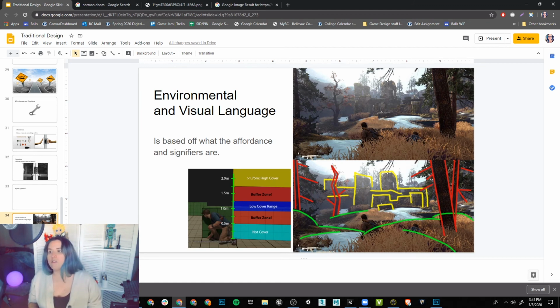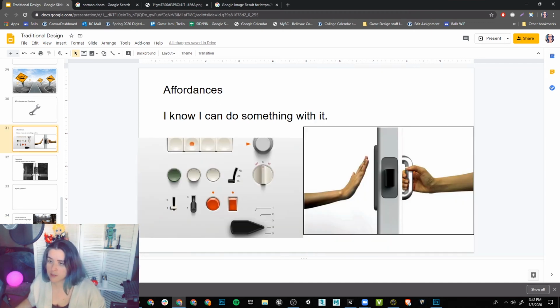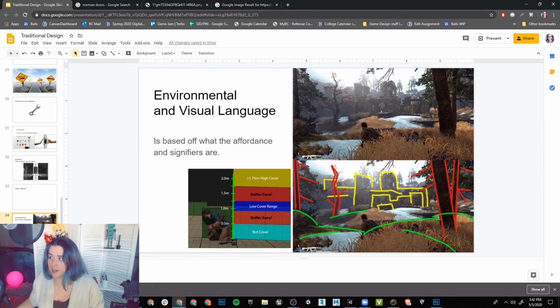When we're creating environments, we are establishing something we call a visual language. We are creating metrics, and we're creating vocabulary using visuals, just like you do with affordances. You see a button, you push it. Green probably means good, and red probably means bad, right? So in this particular image, I really love it. This is Nathan Drake. This is Uncharted. Uncharted 4, I think. One of the newer ones.